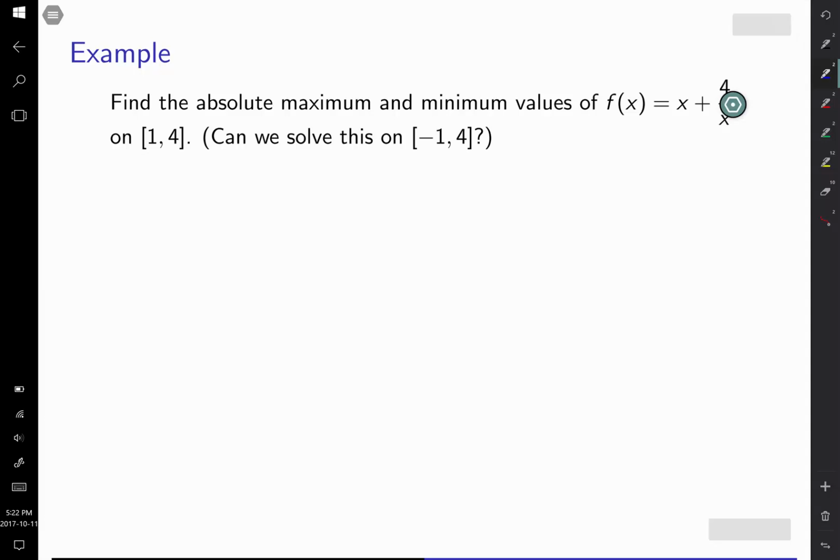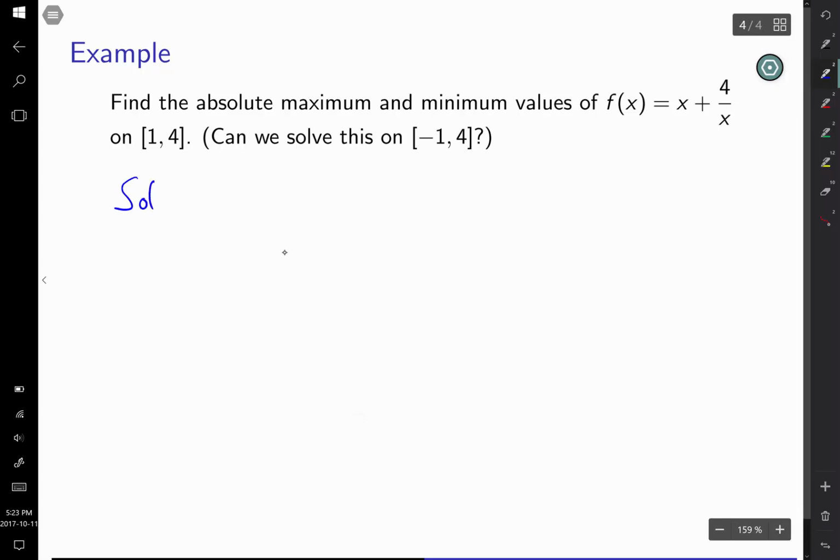We've got, see if I can move that out of the way. There we go. We've got our function x plus 4 over x on the closed interval from 1 to 4. Okay, so here's how we would solve this. I'll come back to this other question in a minute. But the first thing we do is calculate the endpoint values.